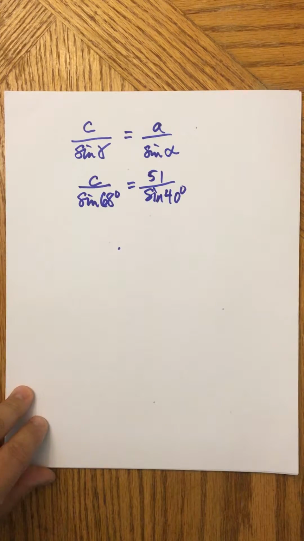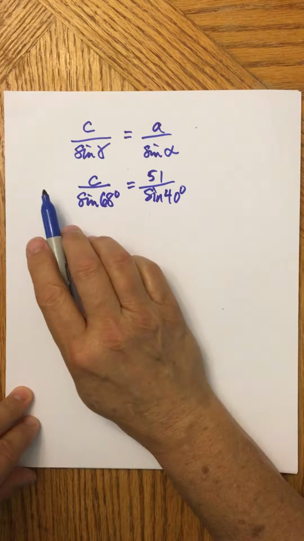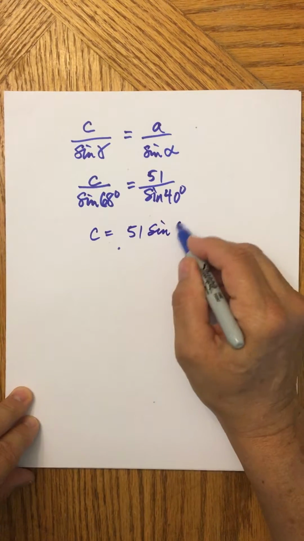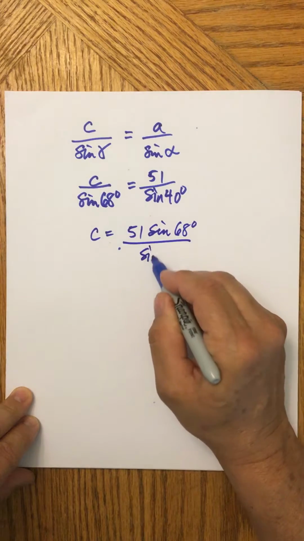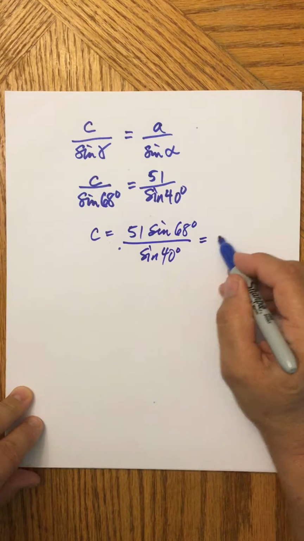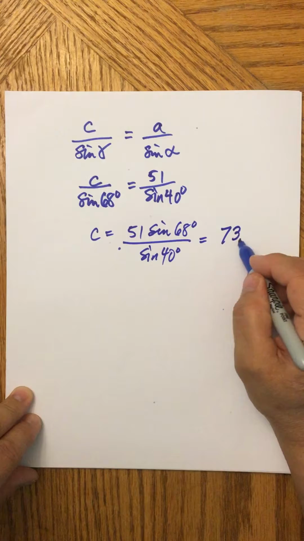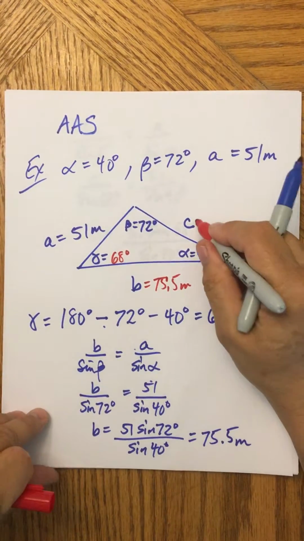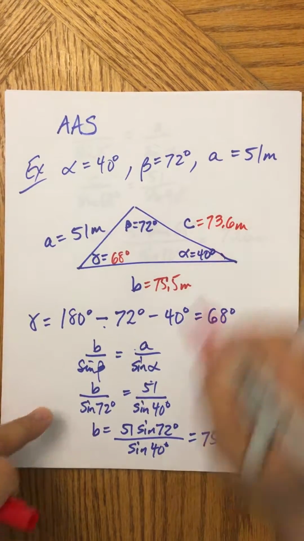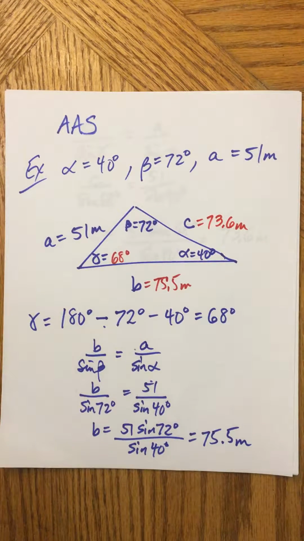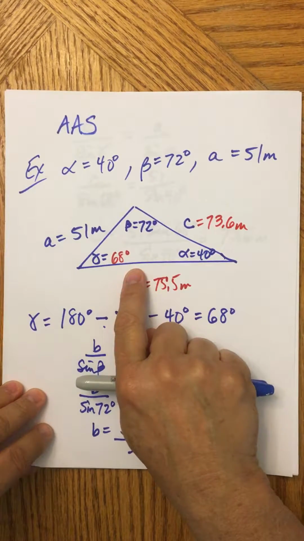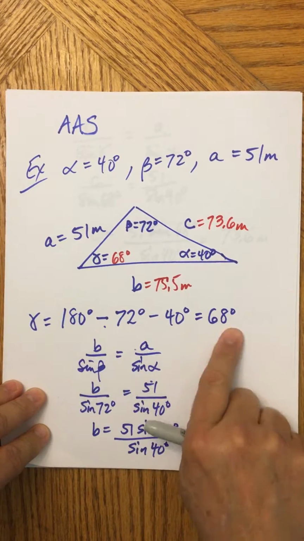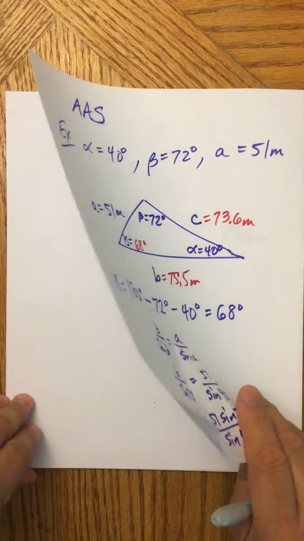So there we go. All right, so now we're going to solve for C, and I'm going to multiply both sides by sine of 68. So C equals 51 sine of 68 degrees over sine of 40 degrees. And when you put that in your calculator, you're going to get 73.6 meters. Okay. So here you'll have 73.6 meters. Now that's the easiest case because essentially there's no unknown, there's only one answer. When you subtract the two angles that you know, you get one angle and you just put it in the formula.